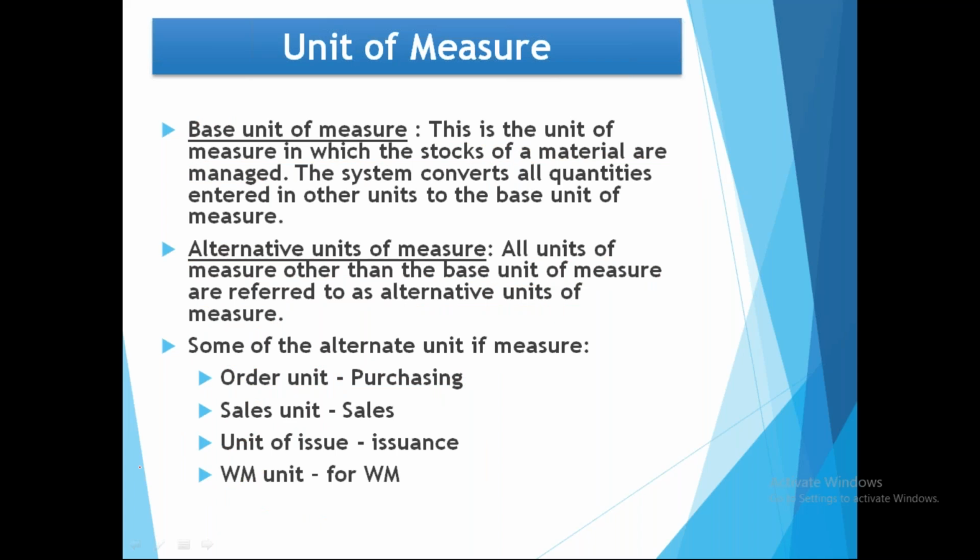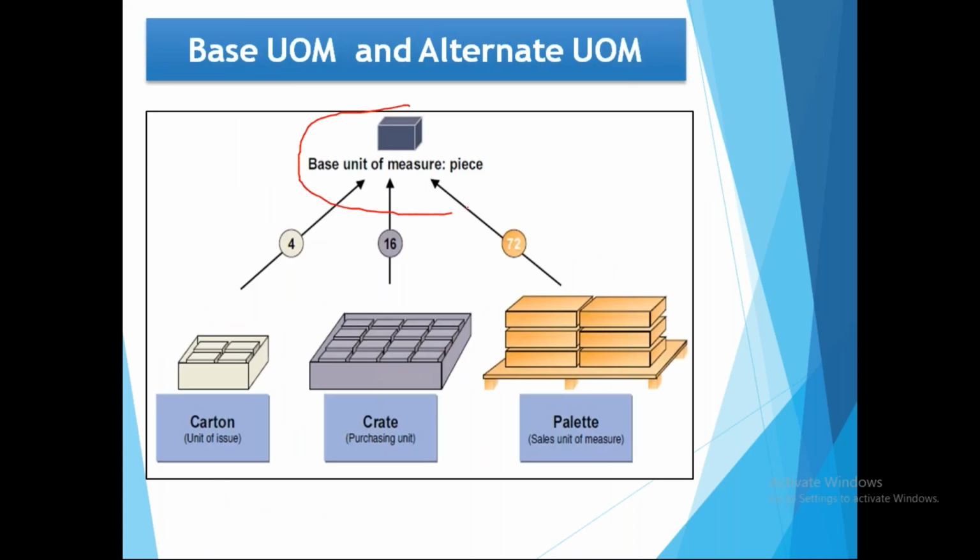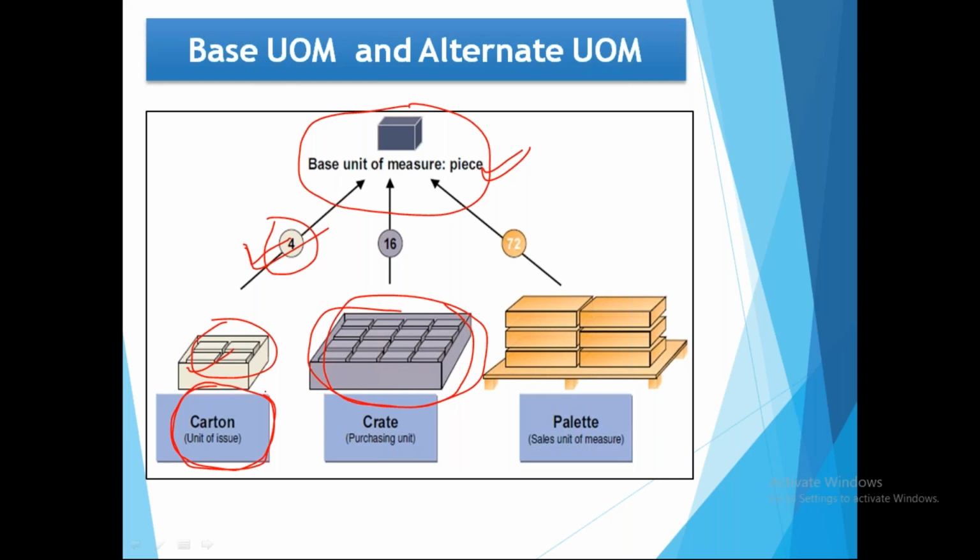Let's say your base unit of measure here is piece. So you have another unit of measure called carton, and the conversion factor is 4. One carton will contain 4 pieces. This is the conversion factor. Now let's say you have a crate, another unit of measure, with 16 pieces in a crate. So crate is an alternate unit of measure, carton is an alternate unit of measure, pallet is another alternate unit of measure. This is the base unit of measure, these are all alternate units of measure, and you will have the conversion factor.